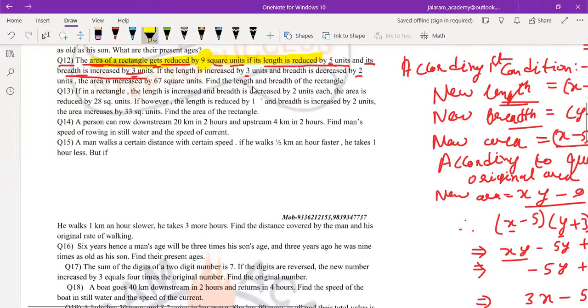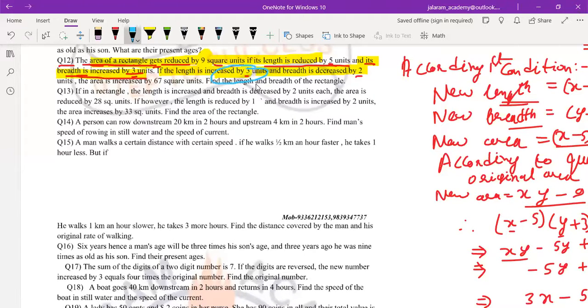Then next condition, read the next condition. Its breadth is increased by 3 units. Okay, we have discussed this condition. Second condition: if the length is increased by 3, the new length is x plus 3. Breadth is decreased by 2, so the new breadth is y minus 2. The new area is length into breadth.